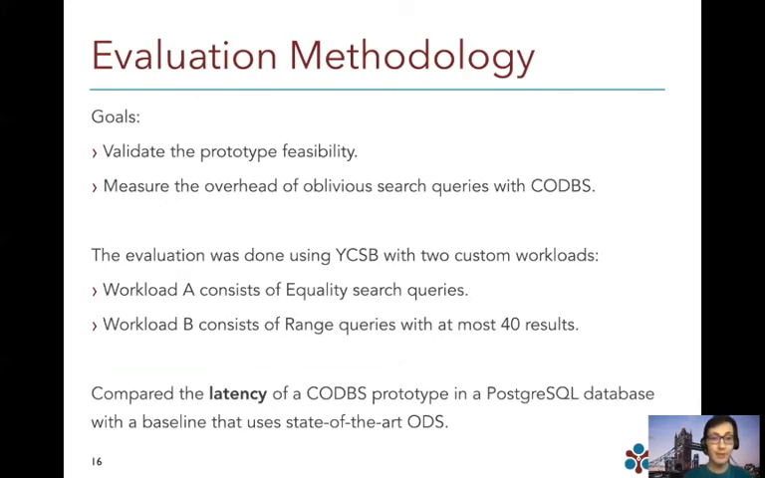To evaluate our prototype, we actually use YCSB with two custom workloads, workload A for equality search query and workload B for range queries. And the goal of our evaluation is to actually validate the prototype feasibility and measure the overhead of oblivious search queries with CODBS. And additionally, we compare the performance of CODBS to the baseline architecture that we initially presented, which we also implemented using state-of-the-art oblivious data structures and ORAM encryption schemes such as PathORAM.